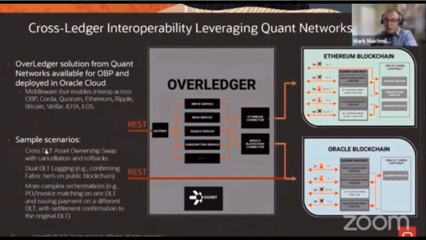We're going to do this cross-DLT asset ownership swap that you'll see in a demo. But you can also do things like dual logging, where you can log, for example, a transaction on Oracle blockchain on a public network by putting a hash. Maybe more complex orchestrations where you have some kind of business process with purchase order invoice matching that's being done on Oracle blockchain, and then there is maybe a payment or settlement on another network. So there are all of these different orchestrations that are possible through the REST APIs that they provide.